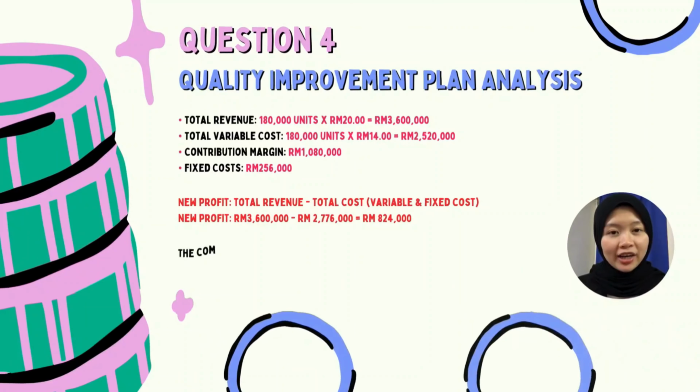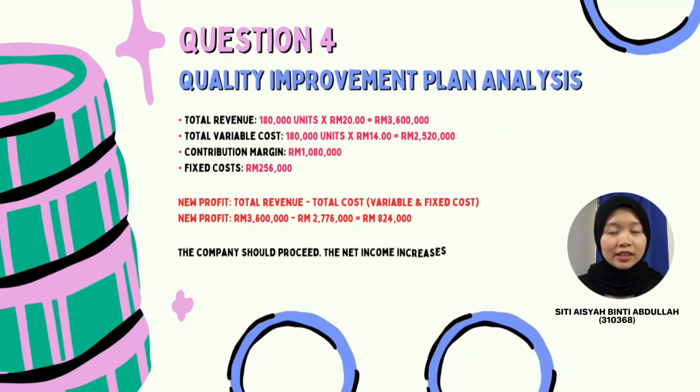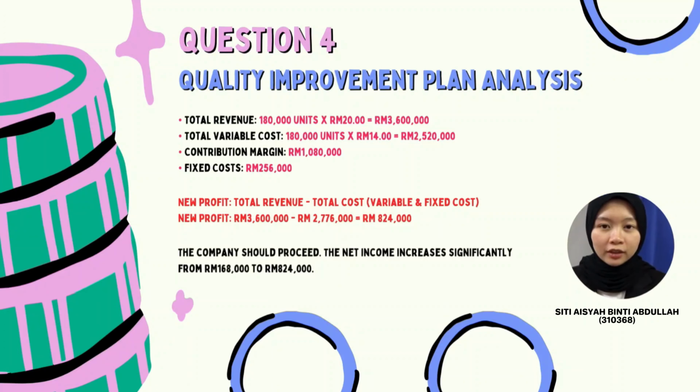Now, total revenue: 180,000 units times 20 ringgit equals 3,600,000 ringgit. Total variable cost is 180,000 units times 14 ringgit equals 2,520,000 ringgit. Contribution margin is 1,080,000 ringgit. And fixed cost is 256,000 ringgit. So, we calculate the new profit, which is the total revenue minus the total cost, which is the variable and fixed cost. New profit is 3,600,000 ringgit minus 2,776,000 ringgit equals 824,000 ringgit.